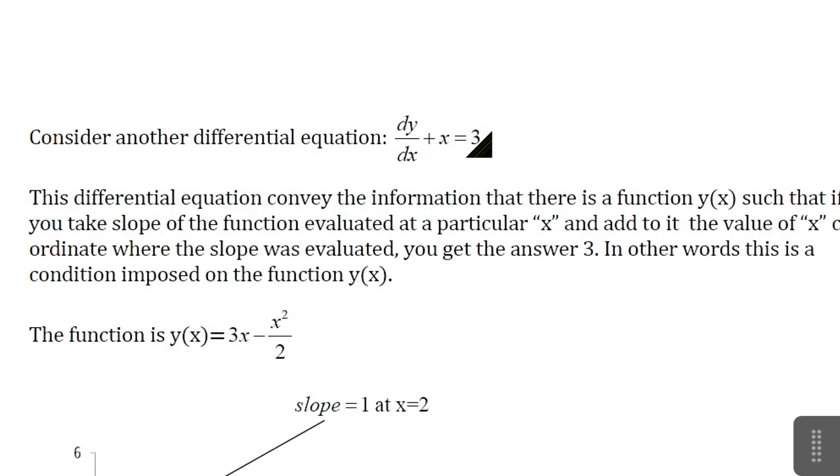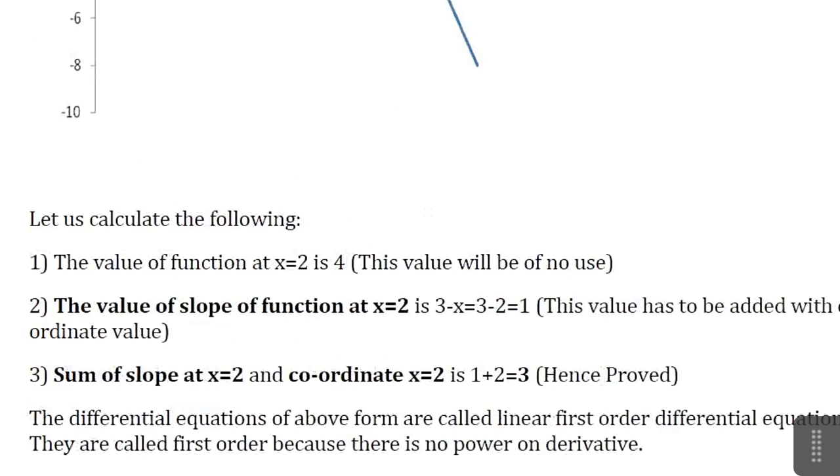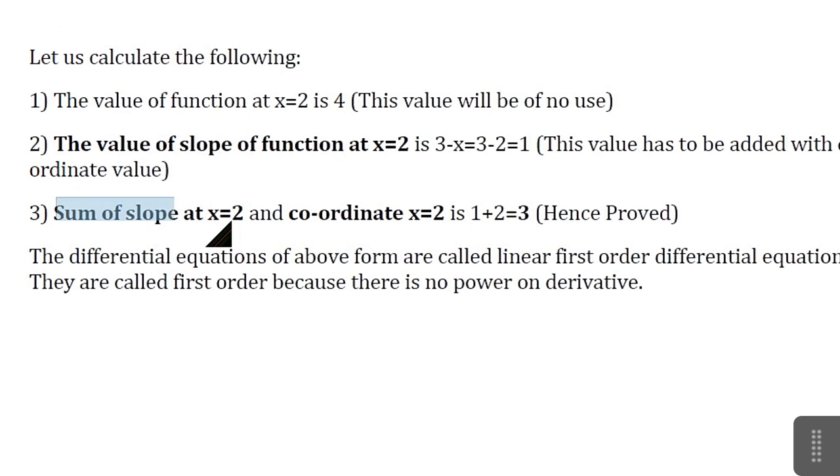It's quite interesting. Okay, we are interpreting this differential equation in another manner. What we have done is, we need a function y of x whose slope evaluated at x and the value of x where the previous slope was evaluated, when we add them, we always get 3. Okay, this is the physical meaning of this differential equation that we have seen here. So the slope of the function at x equals to 2 and coordinate of the function at x equals to 2 is actually 3. Let us see.